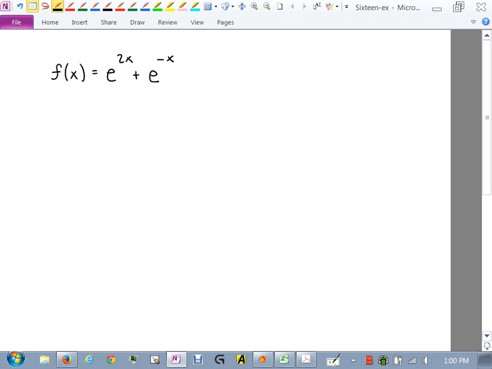Y'all ready? Everybody ready? Okay, so the instructions here: find where it's increasing and decreasing, local max, local min, intervals of concavity, and inflection points. So let's start by taking the derivative. The derivative of e to the 2x is e to the 2x times 2.